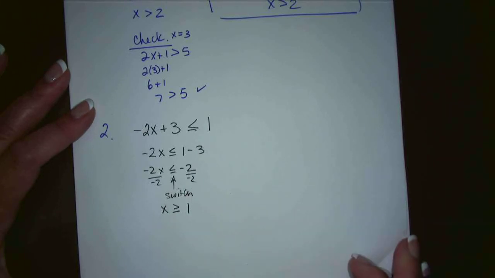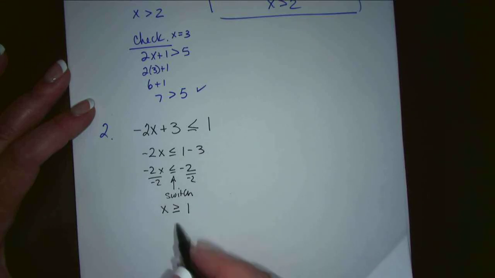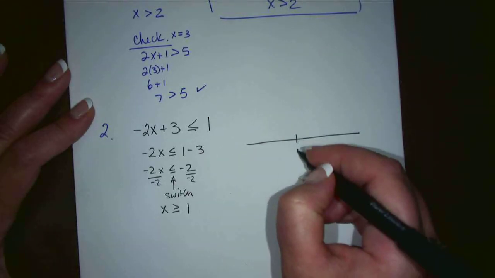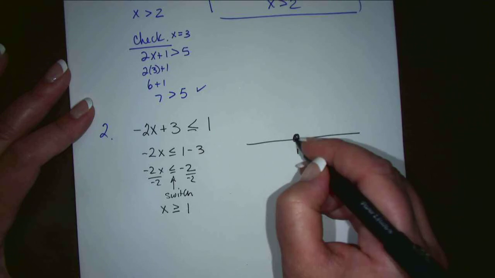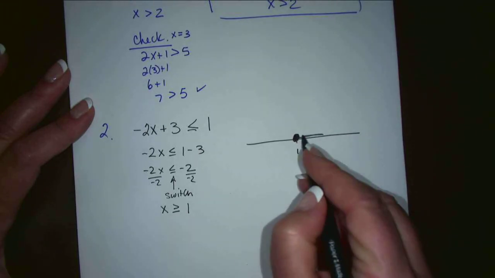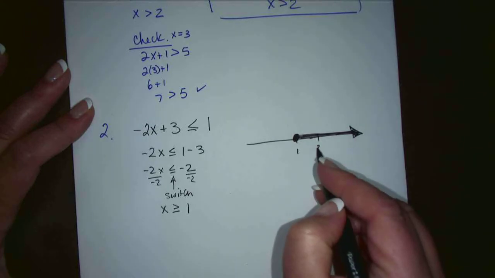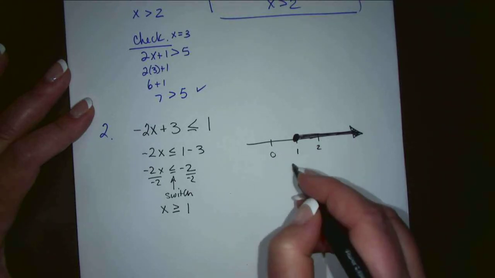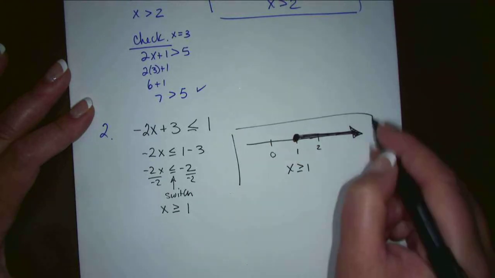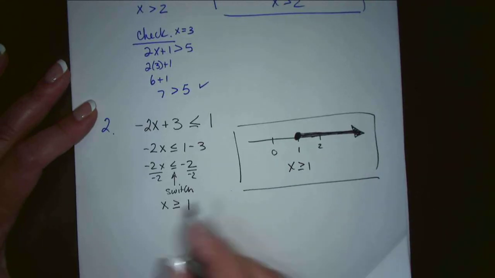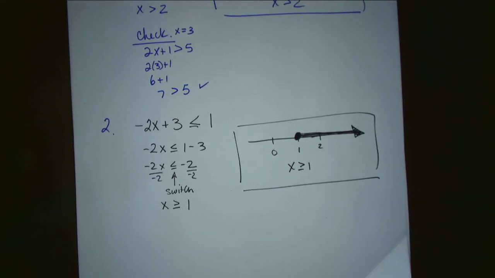Negative 2 over negative 2 is 1. If you forgot and left the sign the other way and then you check it, you'll have the wrong side. It won't work. I'll show you that. So if we put this on a number line, 1 is colored in because of the equal sign, and we want greater. Okay, so that's the correct answer. So let's suppose that we did it incorrectly and didn't switch the sign. So what would we have?